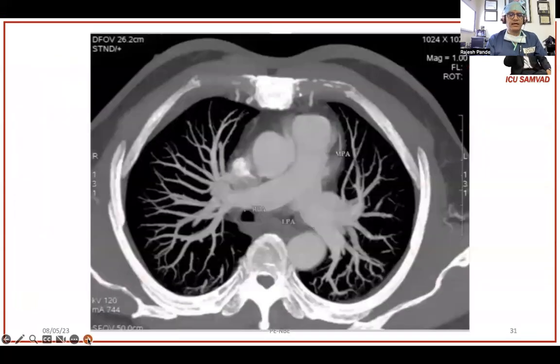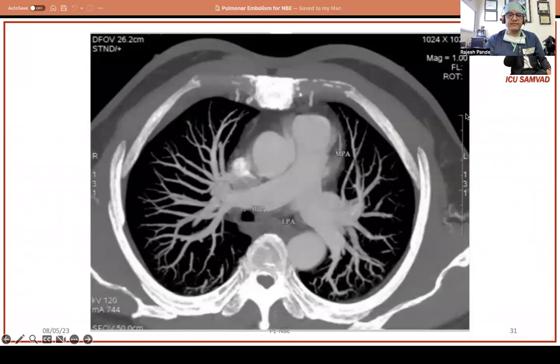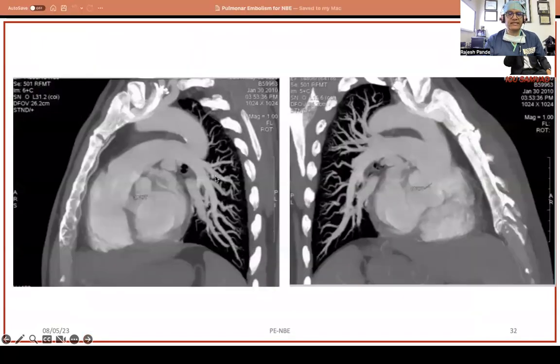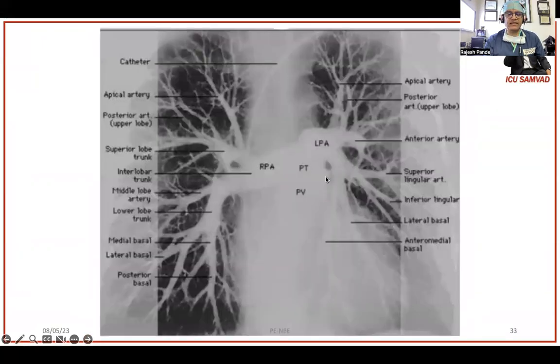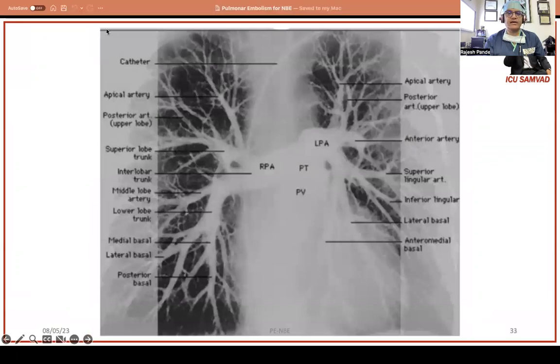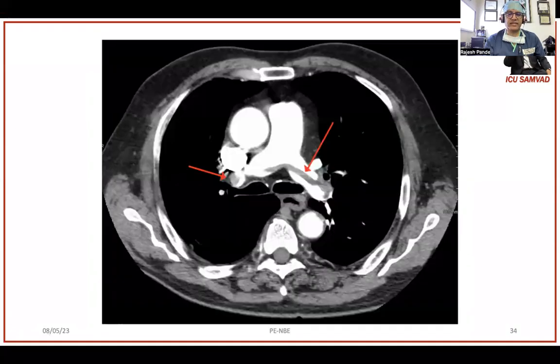And the next important investigation is the CTPA. Now, in CTPA, this is a normal pulmonary vascular tree. So you can see that the vessels are supplying all the lung fields in both the lungs. And when you look at the lateral view, you can see again that they are supplying there. And if you are very curious to know the anatomical distribution, you can use this chart. So here you can see how the right and left pulmonary vasculature is getting divided and further divided.